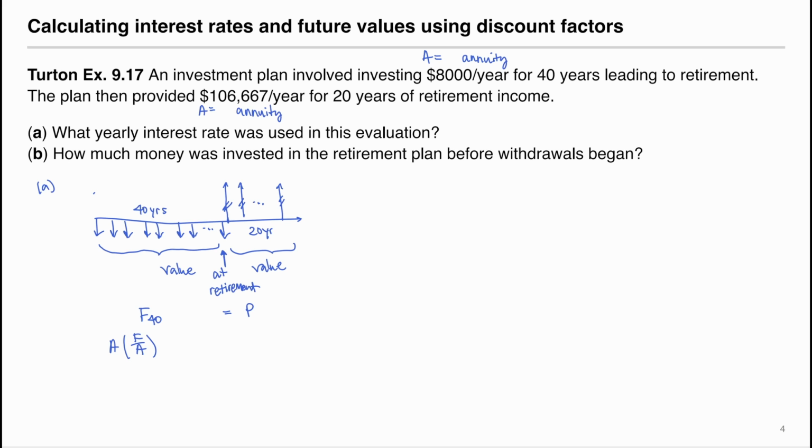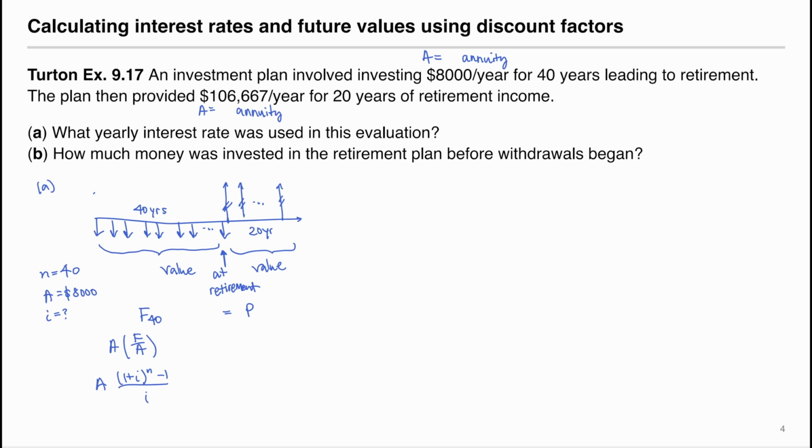So F over A is equal to 1 plus i to the n minus 1, divided by i. In this case, we have an annuity of $8,000. We have an interest rate that is unknown. We have n equal to 40 years of compounding. So the interest rate we're calculating is an annual interest rate.